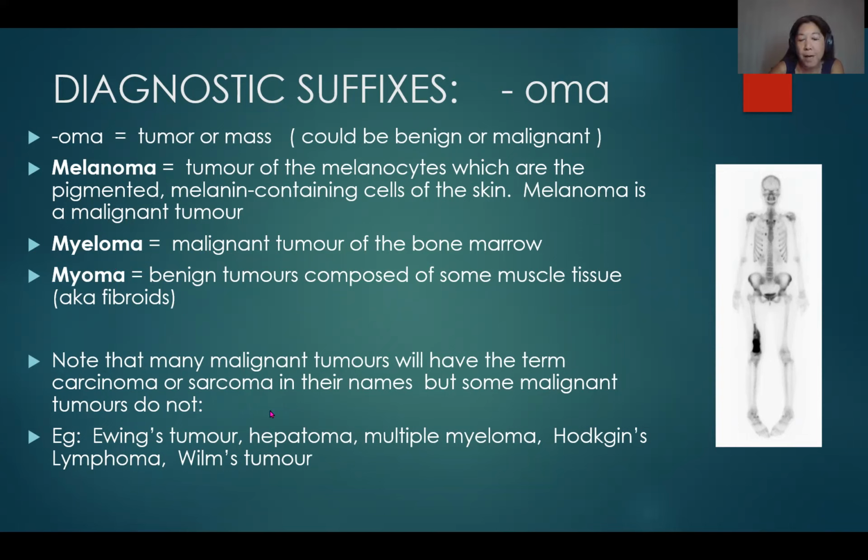So just a note that many malignant tumors will have the term carcinoma or sarcoma in their names, but some malignant tumors don't. So you can have a Ewing's tumor, sometimes also referred to as a Ewing sarcoma. You can have a hepatoma, multiple myeloma, a Hodgkin's lymphoma, but you can also have something called a Wilms tumor, which is highly malignant, and yet it doesn't have the term carcinoma or sarcoma in the name. And this is an example of a patient with an osteogenic sarcoma in the femur.